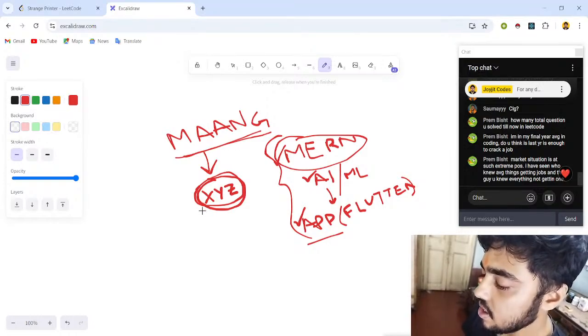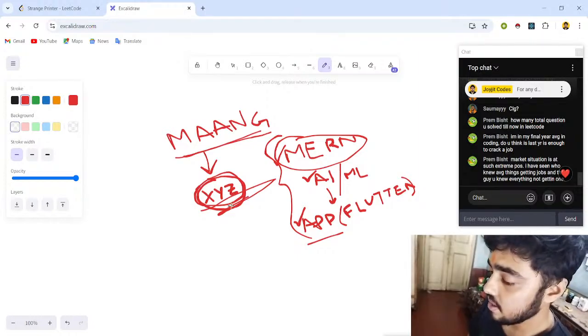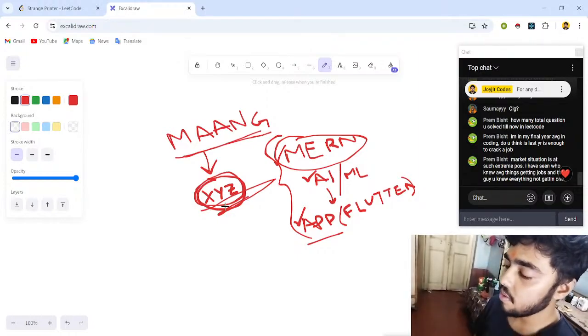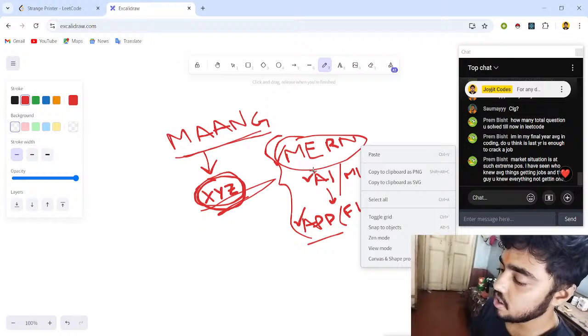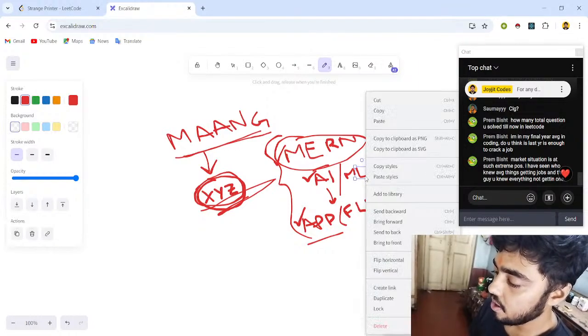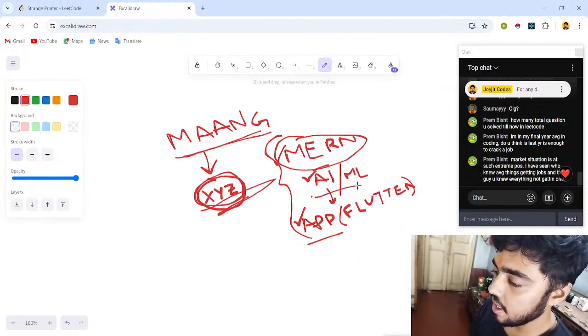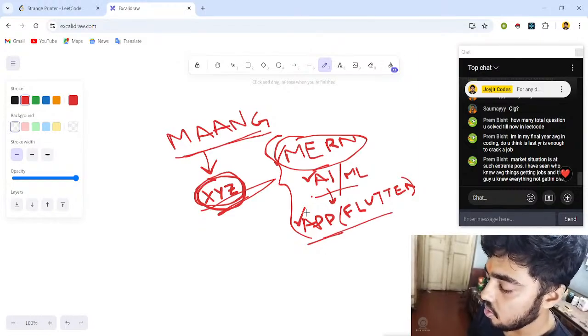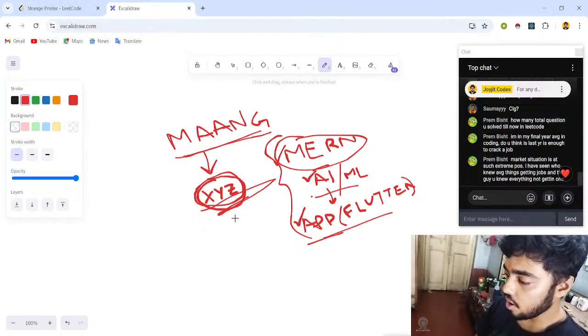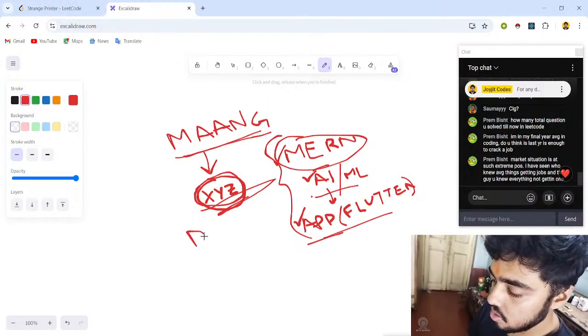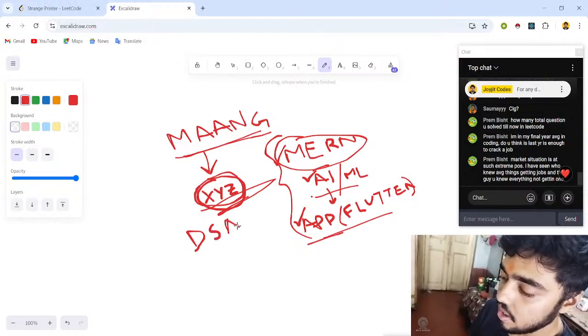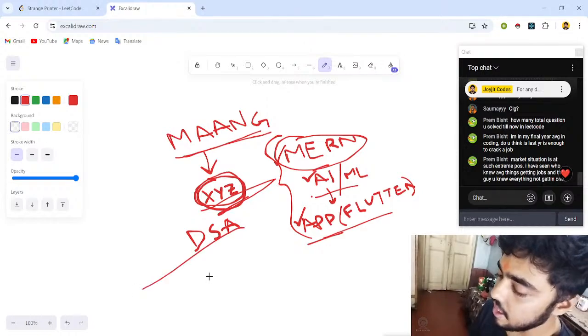Since these companies are looking at the XYZ stack, they are not going to check how much you're furnished in MERN, how much you're furnished in AIML, or how much you're furnished in app development. They are only going to check how much you know about logic. And whenever you are talking about logic, what comes to mind is DSA, because DSA tells us about our logic building. And there is also aptitude.